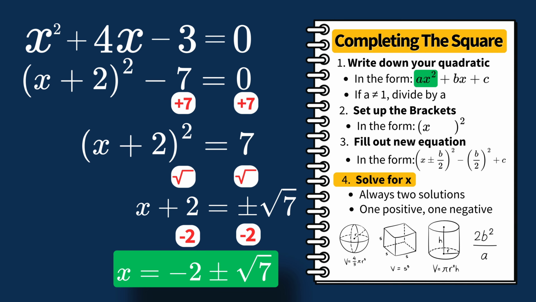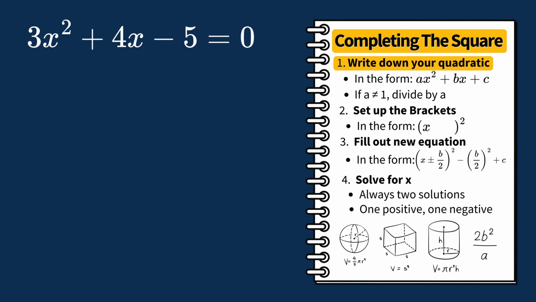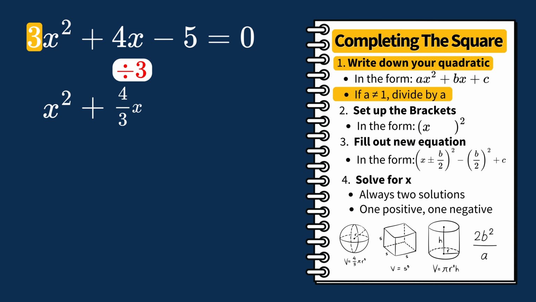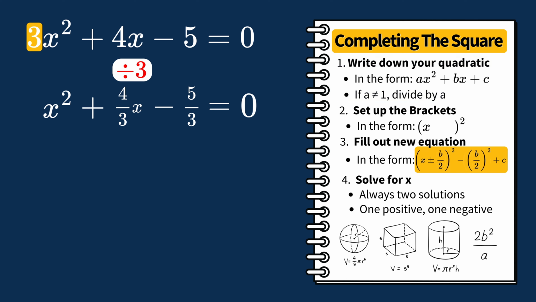But what happens when our x squared coefficient is not 1? Instead of 1x squared, we have a new equation where our x squared coefficient is 3. From our notes, we can see that when a is not equal to 1, we need to divide everything by that coefficient. Dividing both sides by 3 gives us x squared plus 4 over 3x minus 5 over 3. And 0 divided by 3 is still 0. It's now in a form where we can use our completing the square formula.